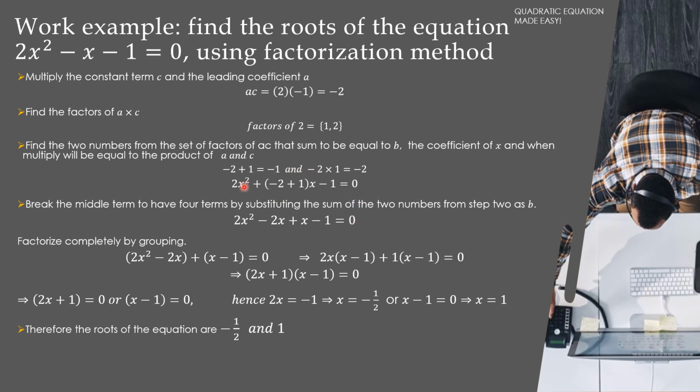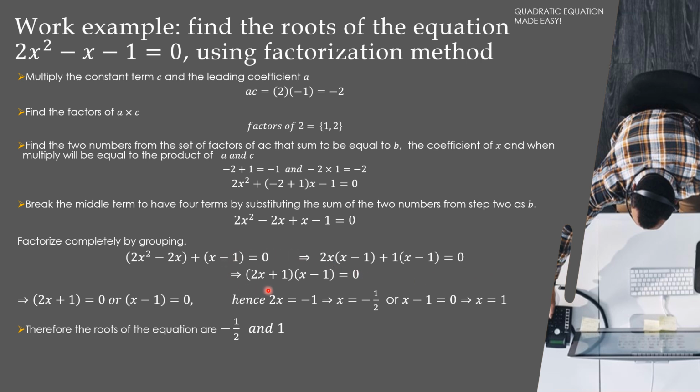We expand this term to obtain 4 terms. Then we factorize by the grouping method. So we group them into two terms in this particular form. Then we factorize each bracket. We are going to factorize 2x outside, and the inside bracket will be x minus 1. Then 1 will also be factorized out for the next bracket, and the inside will be x minus 1, the whole expression equal to 0.